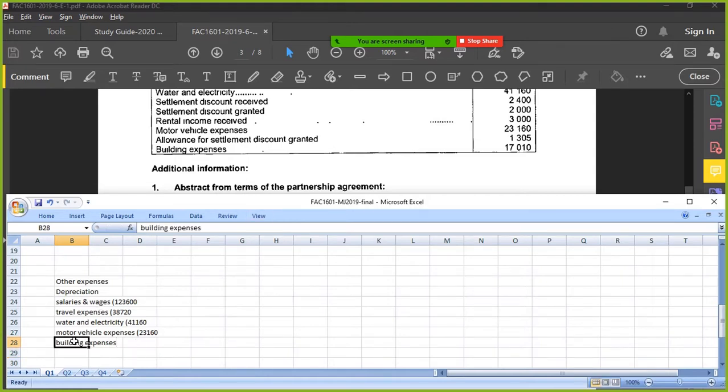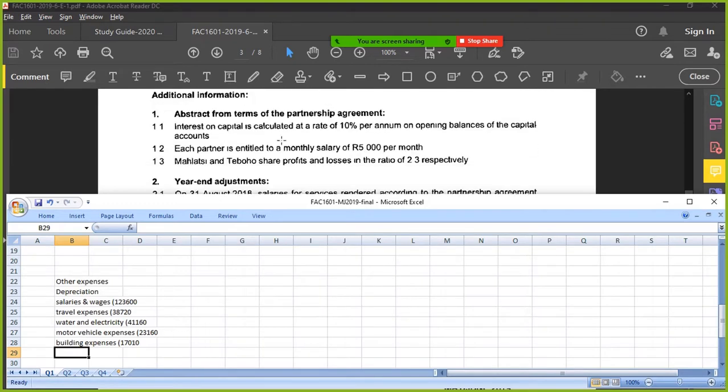Okay, so building expenses, that's a bit odd, but it's possible. You can have repairs and maintenance, but if it's a building expense, I don't know, is it repairs and maintenance or something else? See, I'm thinking about these things. Okay, 17,010, great. All right, now you need to look at each question separately. Interest on capital, I don't need because I'm not looking at appropriation and I'm not looking at the SOCI. Ignore. Each partner is entitled to a monthly salary. That's nice to know. We don't show salaries for partners in the income statement. Carry on. M and T share profits and losses equally. I will only need that if I need an appropriation account or statement of changes in equity. Don't need it for this statement.